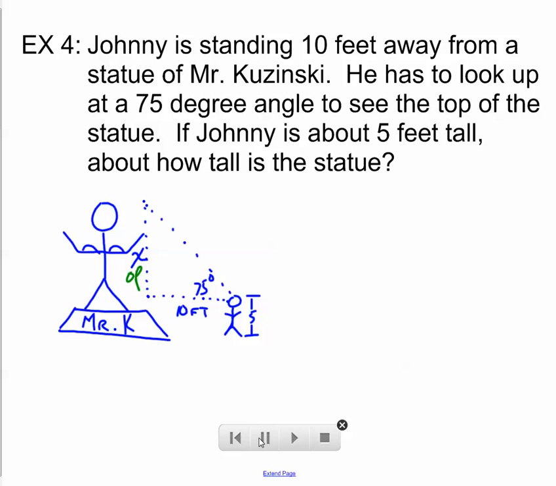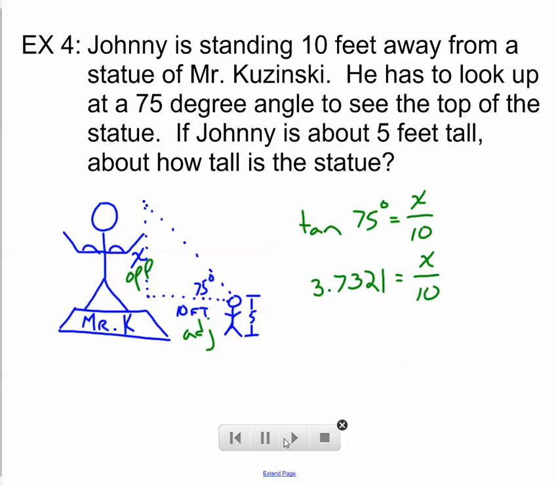Now, which sides am I working with here in this right triangle? Trying to find the opposite, the height, and we're given the adjacent, 10. So that would be tangent. Tangent uses opposite and adjacent. So the tangent of a 75-degree angle is the opposite side, the height, x, over the adjacent side, the distance we are from the statue, 10. Tangent of a 75-degree angle using our table is 3.7321. Multiply both sides by 10, and you get about 37.3 feet.